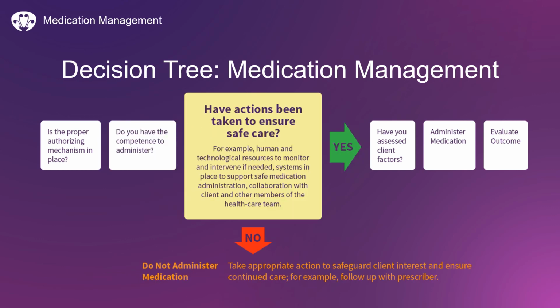In the third box, the question is, have actions been taken to ensure safe care? For example, human and technological resources to monitor and intervene if needed, systems in place to support safe medication administration, collaboration with client and other members of the healthcare team. If the answer is no, do not administer this medication. If the answer is yes, continue down the decision tree.